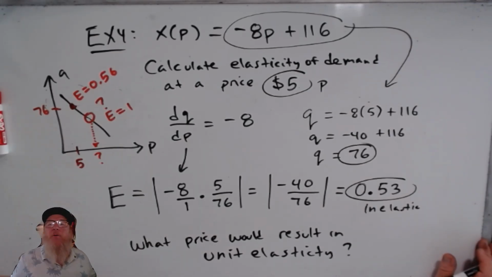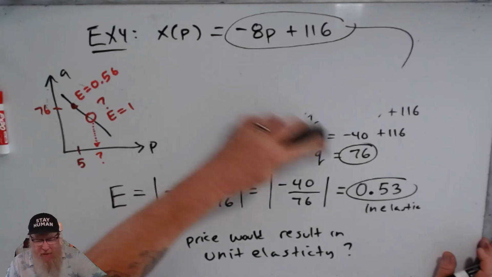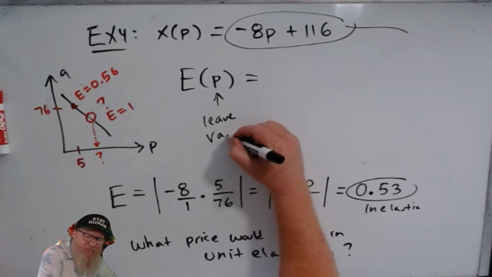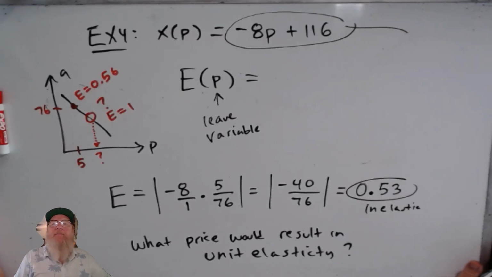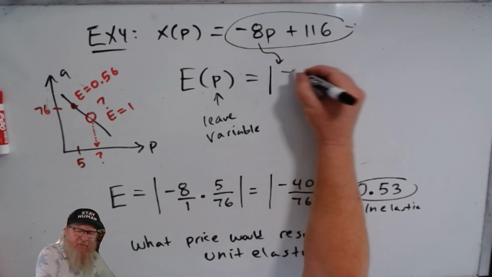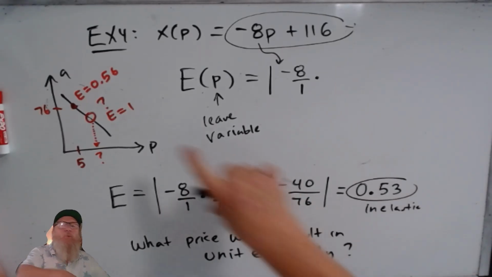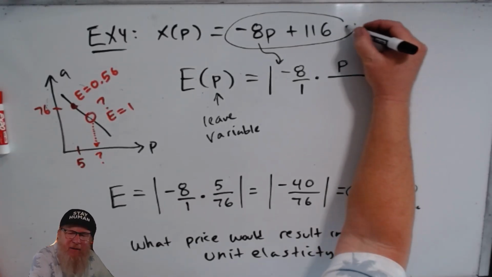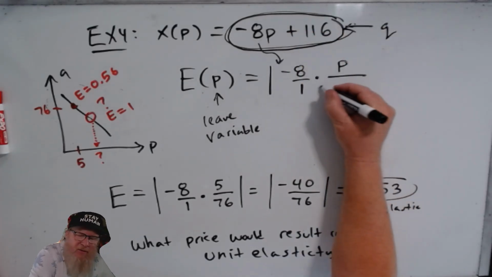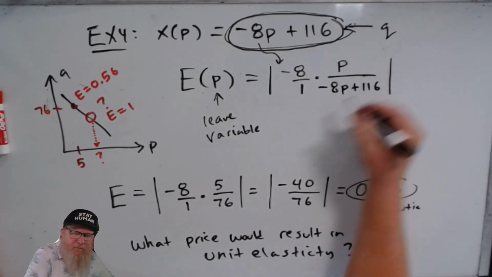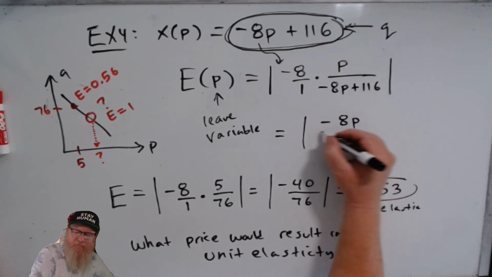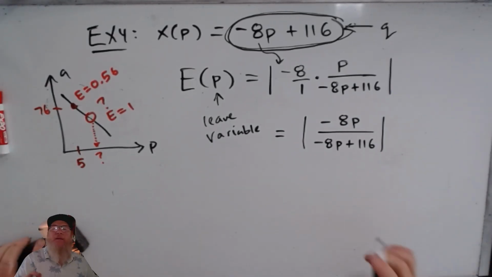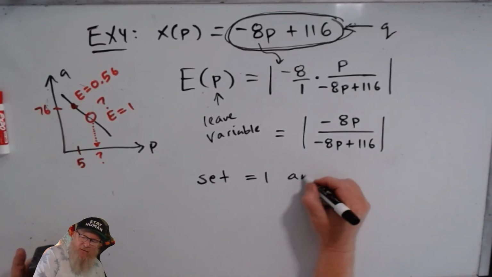That's why this is a math class, right? We propose questions and then we solve them. So what we're going to do is calculate E as a function of P, and we're going to leave it as a variable. We're not going to plug in a P yet. So we still have our derivative. Our derivative is -8, or -8 over 1. That's the slope. But instead of plugging in a value for P, we will just leave P as a variable, and then we will represent Q with the expression -8P plus 116. All right, and then we want this to be 1. So we're going to solve for P.